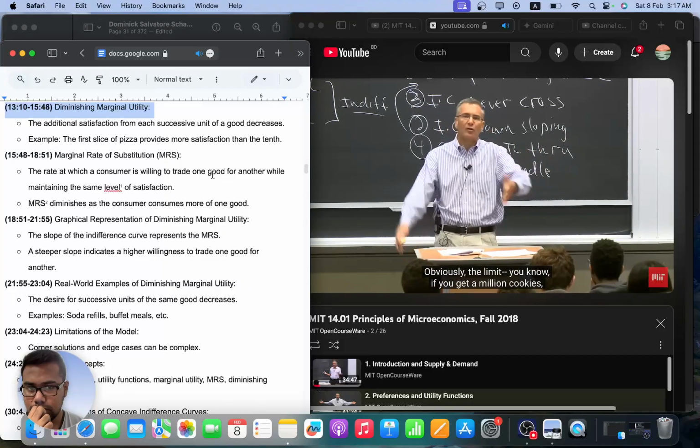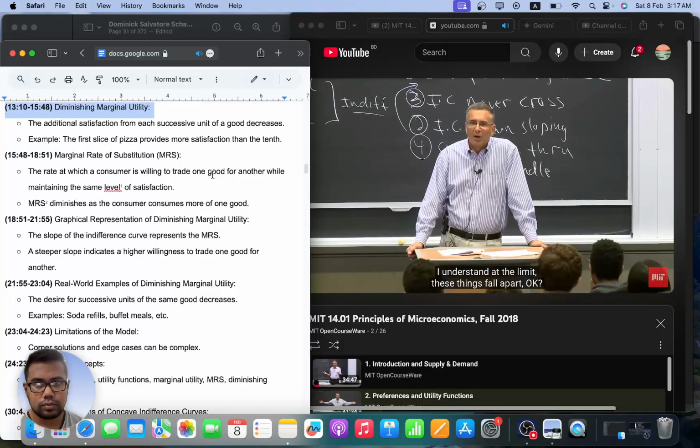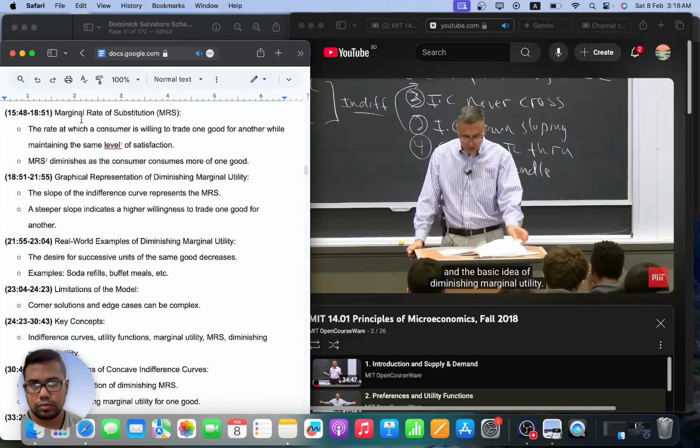And that's where the more-is-better assumption comes from. Obviously, in the limit, if you got a million cookies, your garbage can gets full, you have no friends to give them to. I understand that in the limit, these things fall apart. But that's the basic idea of more is better and the basic idea of diminishing marginal utility. Okay, any questions about that?